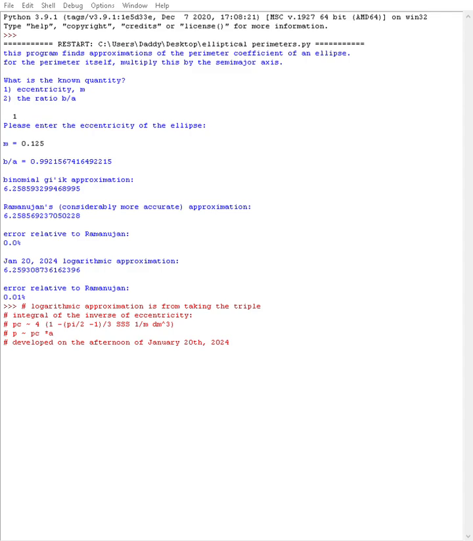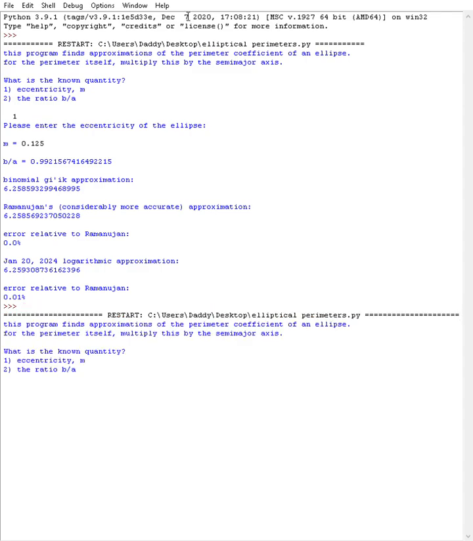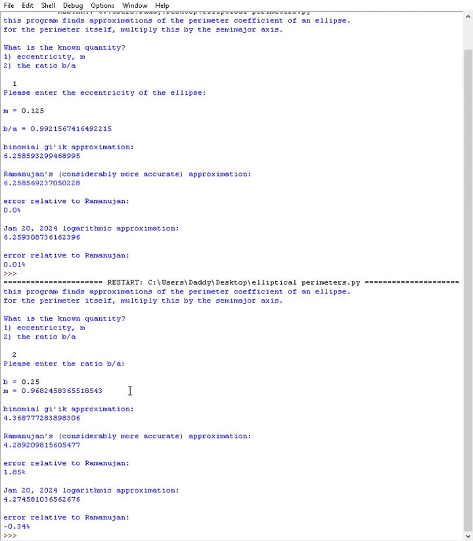So here I'll run it, and say let's choose something like a quarter. That runs a program I wrote in November. I just added this in today. Here your error for the binomial GIC approximation is just under 2% compared to the Ramanujan approximation, which is pretty accurate.